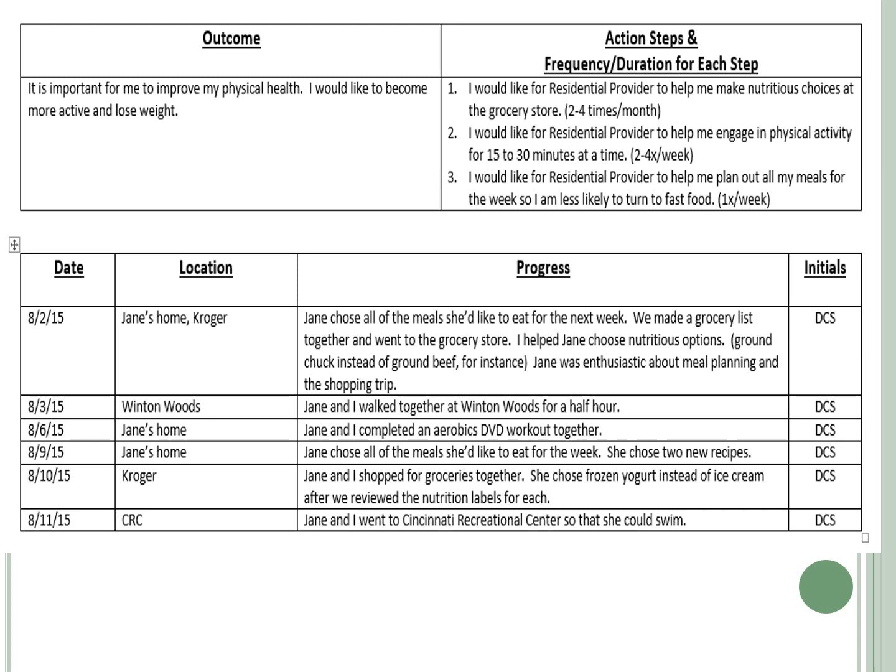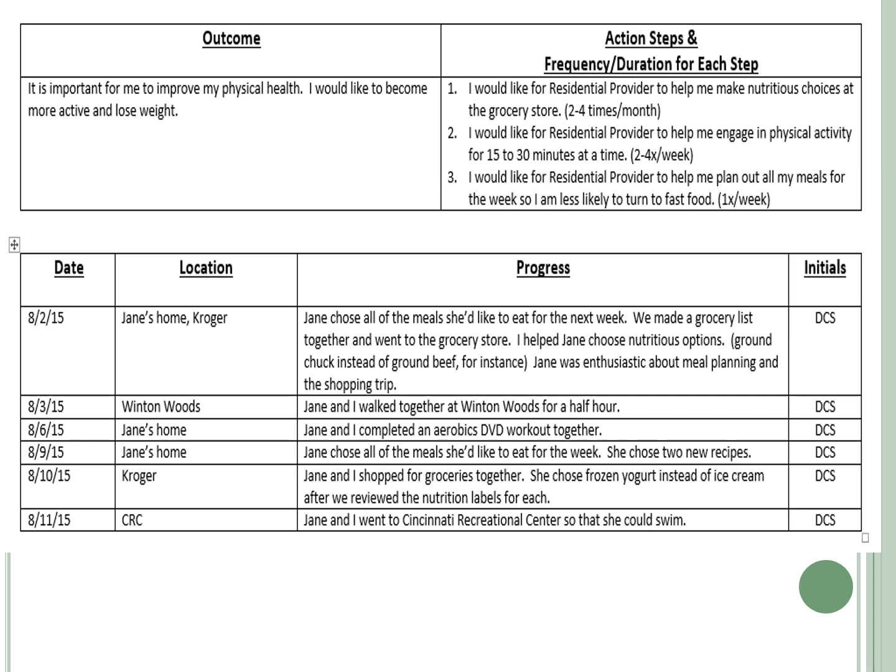And the staff person wrote that Jane chose all of the meals she'd like to eat for the week. And they made a grocery list together and went to the grocery store. The staff helped Jane choose nutritious options. Jane was enthusiastic about meal planning and the shopping trip. And then the staff would write their initials. And this actually corresponds to both action step 1 and action step 3.